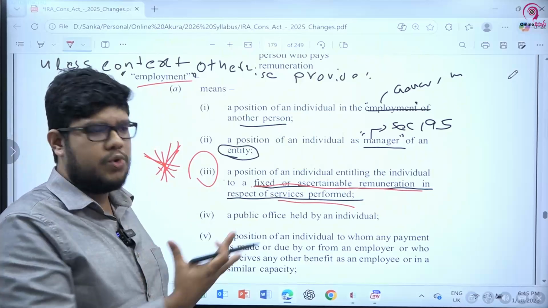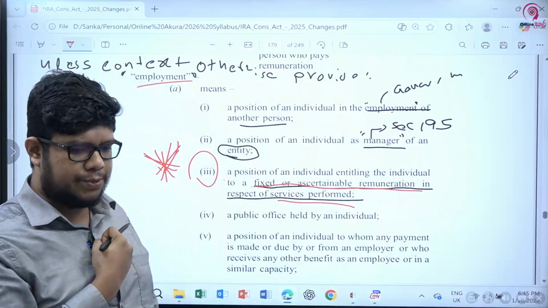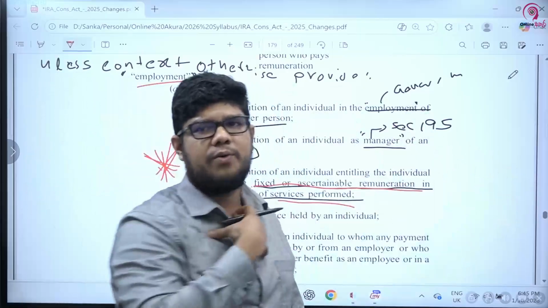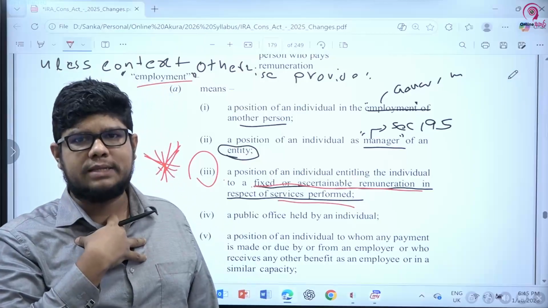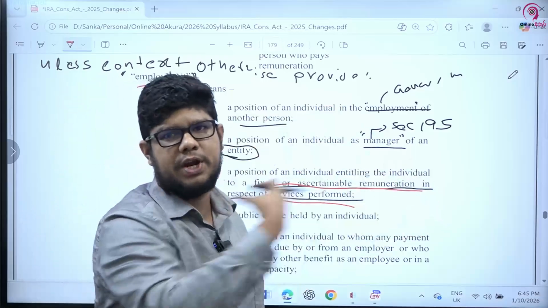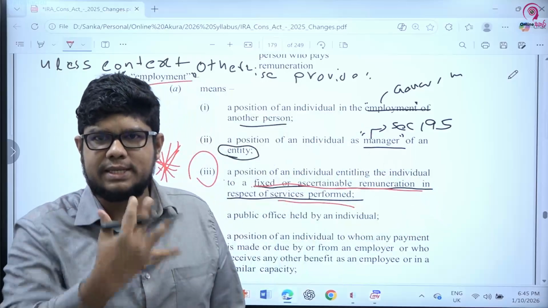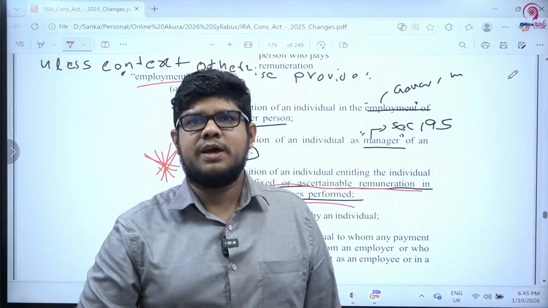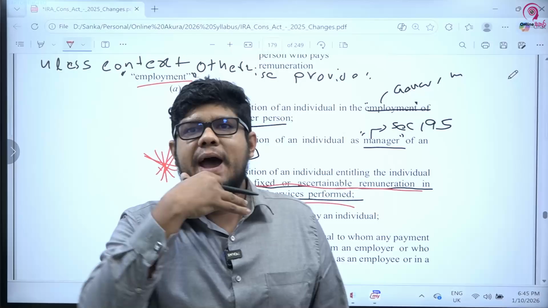Fixed remuneration. You are getting fixed remuneration. Each month you are getting 500,000. Each month you are getting 1 million. Or else each month you are getting 10% on sales revenue. That's also fixed. The percentage is fixed, even though the amount is variable. So if there is a fixed remuneration basis, that's a kind of employment. That's one character, and that's very important.